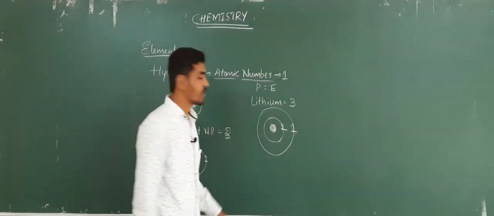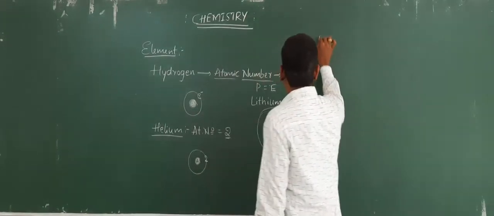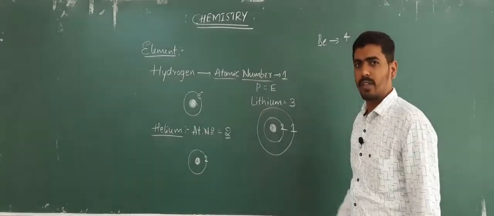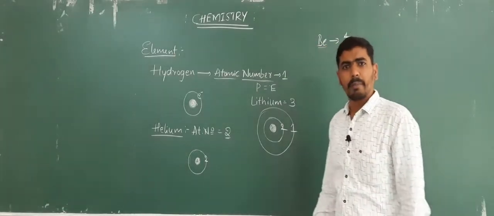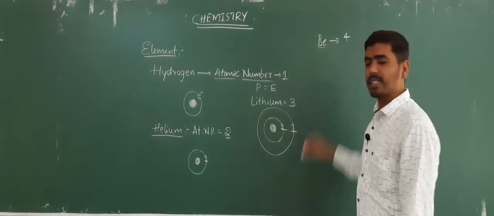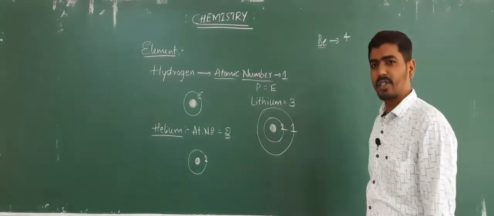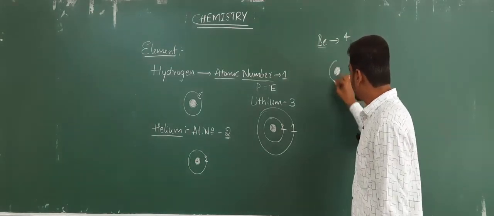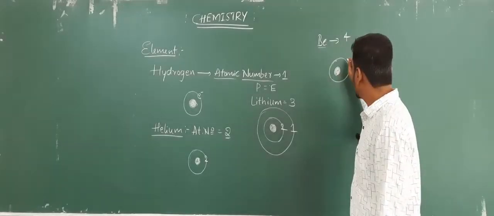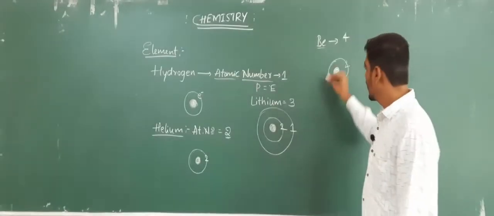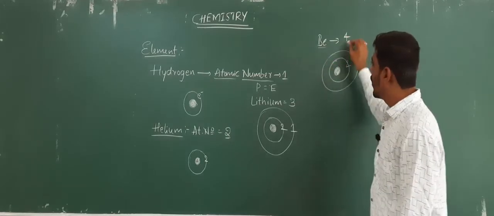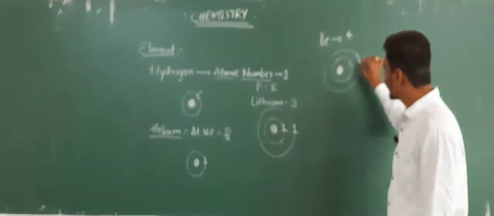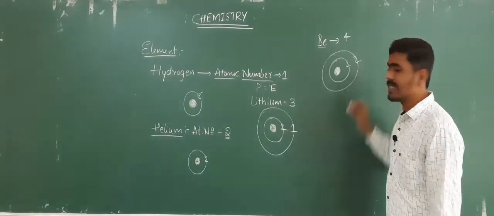And then next, the fourth one is beryllium. The atomic number of beryllium is 4. So this is the symbol of beryllium and its atomic number is 4. Then how can we write the structure? At the center we draw the nucleus, and in the first shell how many electrons are present? 2 electrons. And in the second shell how many remain? 2 electrons remain, and those 2 electrons will accumulate in the second shell.